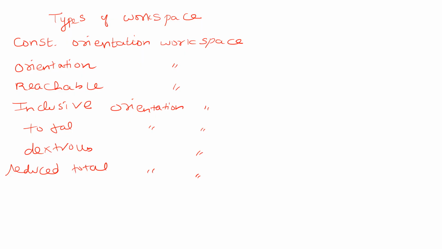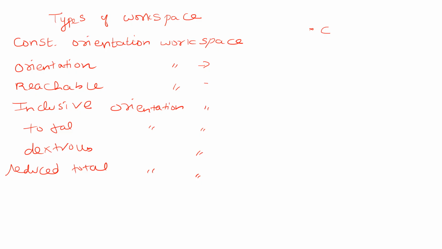The first one is the constant orientation workspace, or we also call it the translation workspace. It covers all the possible locations of the operating point on the robot that can be reached with a given orientation. The second one is the orientation workspace, in which all the possible orientations can be reached while C is in a fixed location.